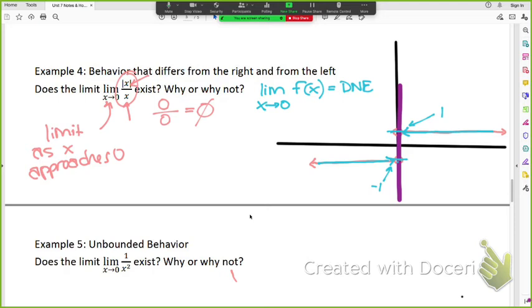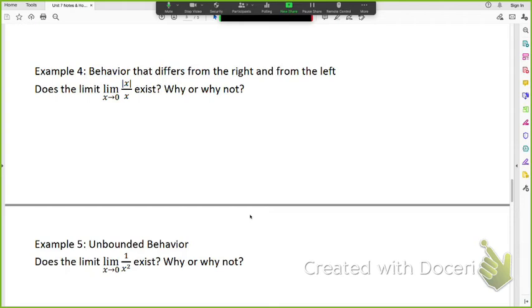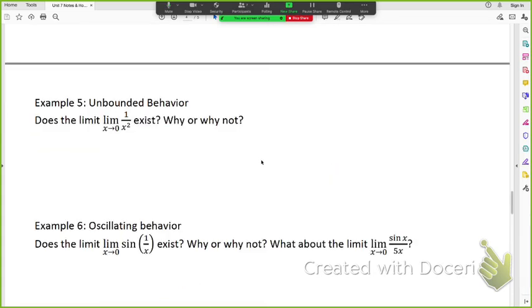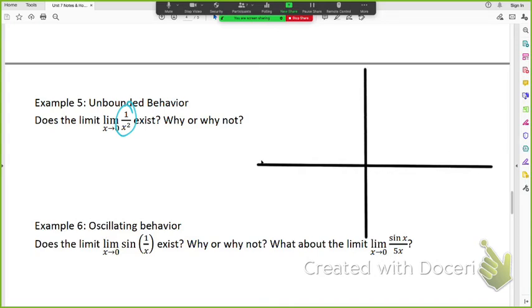So let's look at another way that that can happen. Take a look at example 5. Again, I will graph this for you so that you can tell what's going on without having to grab your calculator. What function are we looking at in example 5? Unbounded behavior. What's the function here? 1 over x squared. If I was asking you about that, you would grab your calculator, graph it, and see a graph that looks like this.